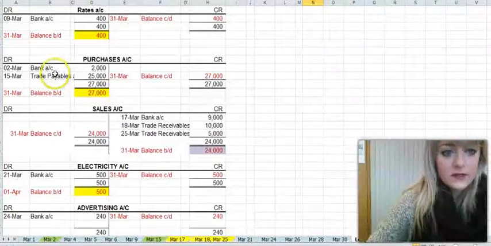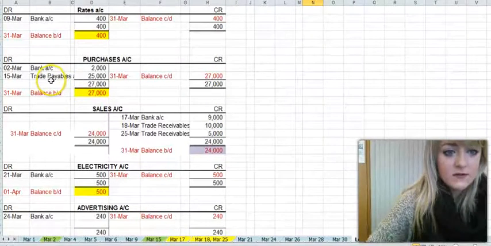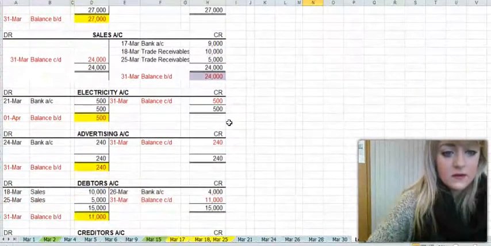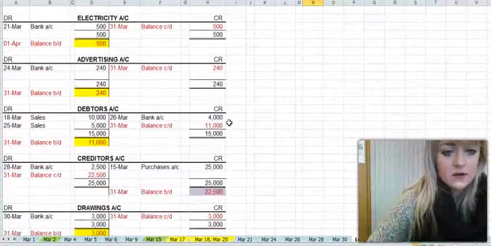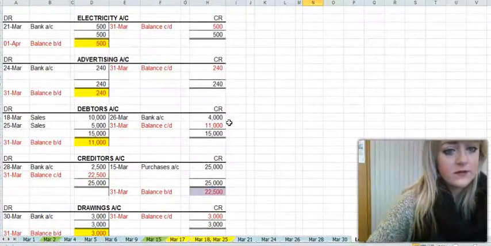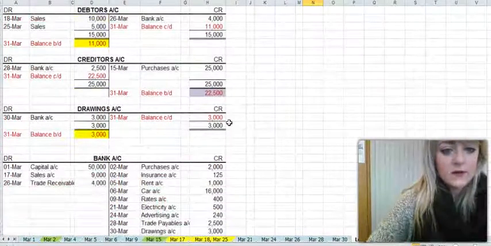She's purchased these on the 2nd of March. Some of them she paid for, some of them she hasn't paid for just yet. And then bring these down here as well. So you can just take a look down through them. They're all very, very straightforward. It's very easy to close them off.